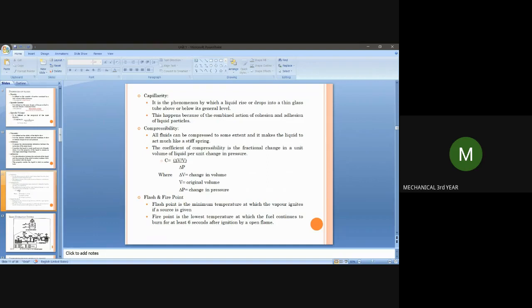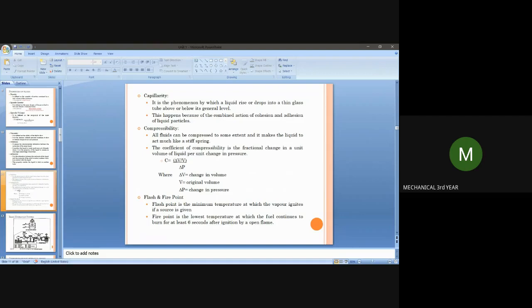So that can be given as compressibility. C is given by del V divided by del P. Del V is the change in volume, and V is the original volume, and del P is the change in pressure.